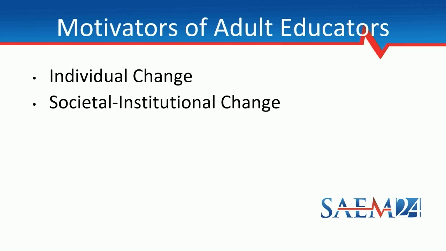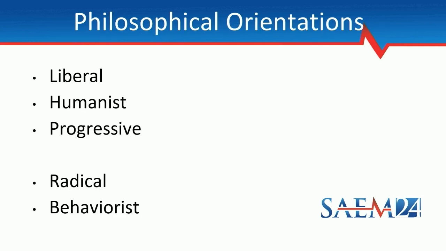And I will tell you that if you look at our colleagues in education who focus on adult education, there are 2 big reasons why people teach. They either want to help individuals change, or they want to help society or some type of institution change. There are 2 large umbrellas for that. Within those 2 umbrellas, there are really 5 philosophical orientations that fit into those 2 sections.